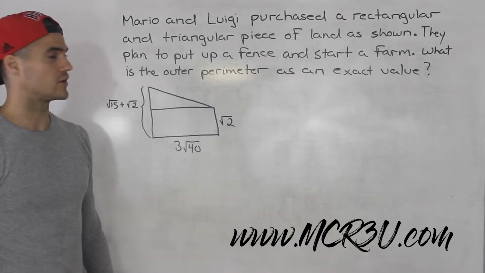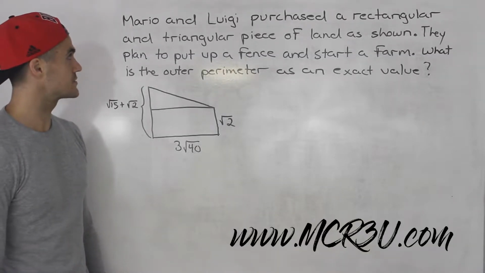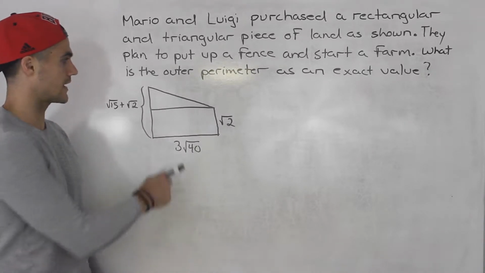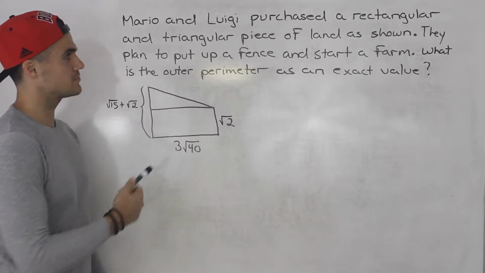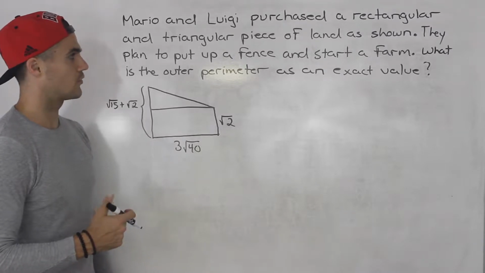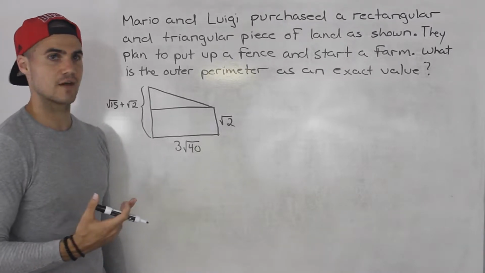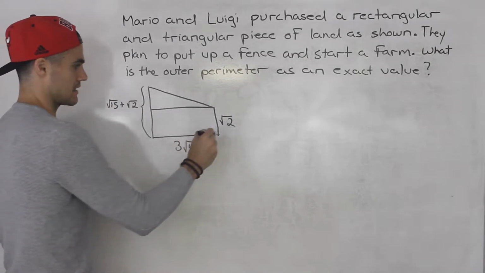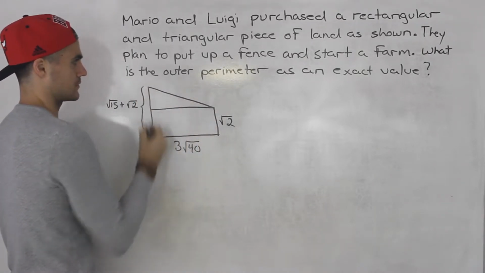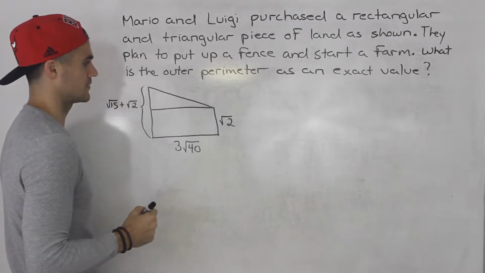Welcome back, everybody. Moving on to the next question on the test. Mario and Luigi purchase a rectangular and triangular piece of land as shown. They plan to put up a fence and start a farm. What is the outer perimeter as an exact value? So basically they want this outer perimeter. What's that going to be as an exact value?